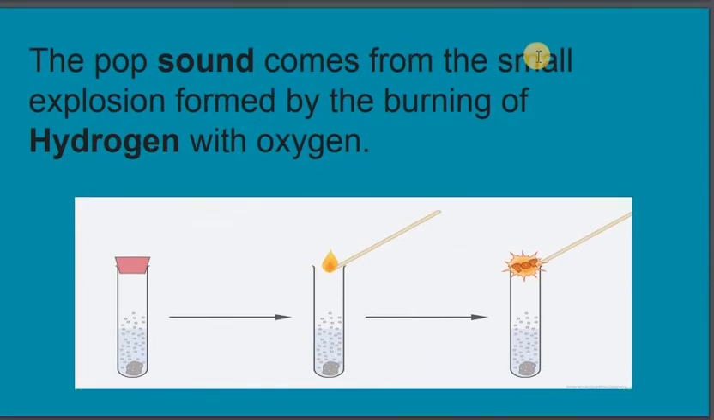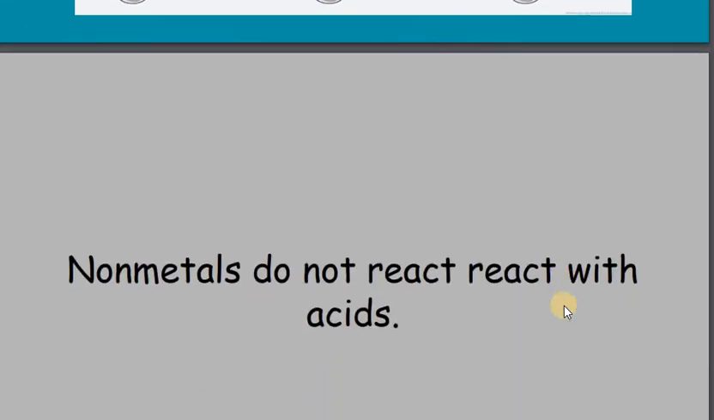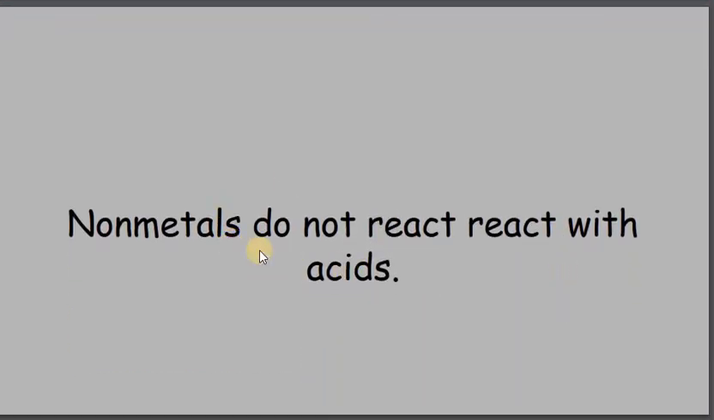A pop sound comes from the small explosion formed by the burning of hydrogen with oxygen. So when the metal is added to the acid, hydrogen gas is liberated, and when a burning splint is brought near it, a popping sound is heard. So this confirms the presence of hydrogen gas. Non-metals do not react with acids.